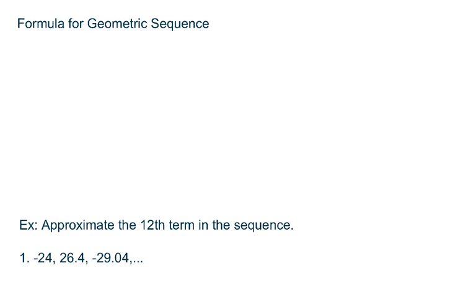Formula for geometric sequence. There is a formula just like there was for arithmetic sequence. The formula for a geometric sequence, let me write this here in black. A sub n is equal to a sub 1 times r to the n minus 1 power.